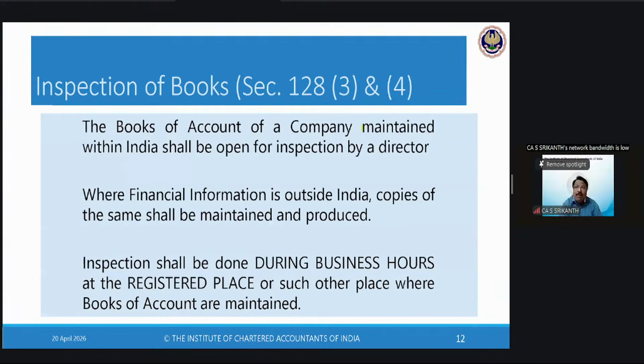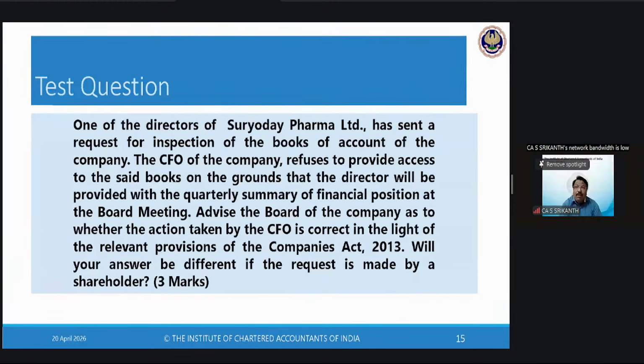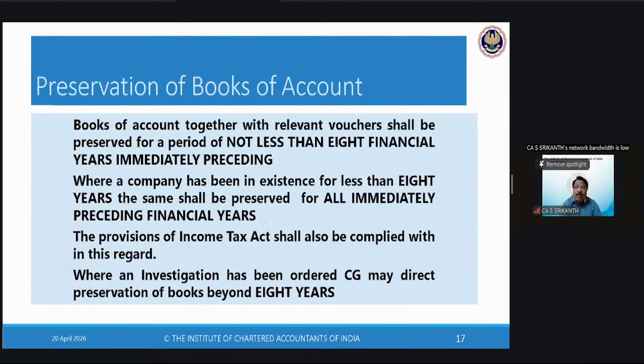Okay, good show. Now, books of account together with relevant vouchers shall be preserved for a period of not less than 8 financial years immediately preceding. So 8 is prescribed as the limit. Under the Income Tax Act, reopening can be done within 6 years. So they can reopen from the current assessment year and go back 6 assessment years. Current assessment year is 26-27. So they can go back 6 years.